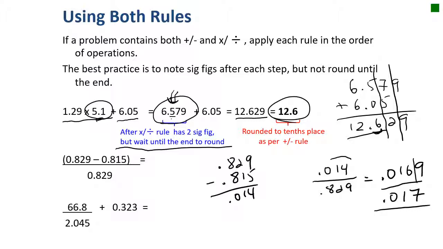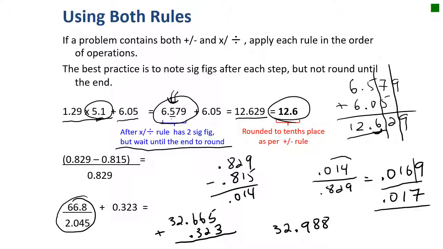So if we take 66.8 and we divide it by 2.045, we are going to get 32.665. If we add that to 0.323, we are going to get 32.988. And you ask ourselves, great, now what do we do with this one? Well, if we have 66.8 divided by 2.045, that's 3 sig figs. Well, if we have 3 sig figs, it tells us that we have to stop our number right there, because this is only going to know it to 3 sig figs. So we're going to lose a few on this one.